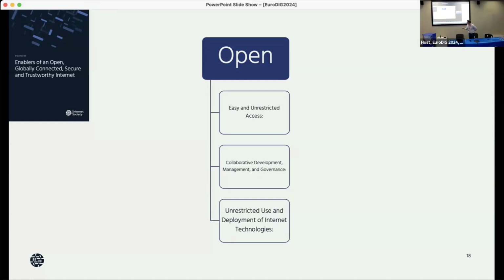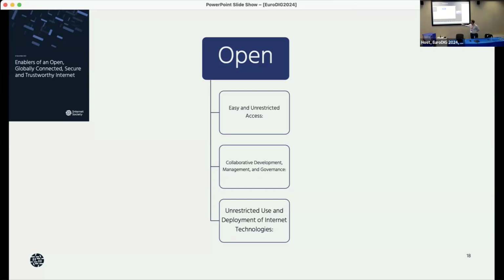Second here, collaborative development, management, and governance. This goes very directly to the question around multi-stakeholder governance. If we have an open and collaborative management and governance of the internet, that means it's open for more participants to participate in important questions, like, for instance, the allocation of domain names or allocation of IP addresses that will have an impact on people's use of the internet. So governance is another important component of an open internet.